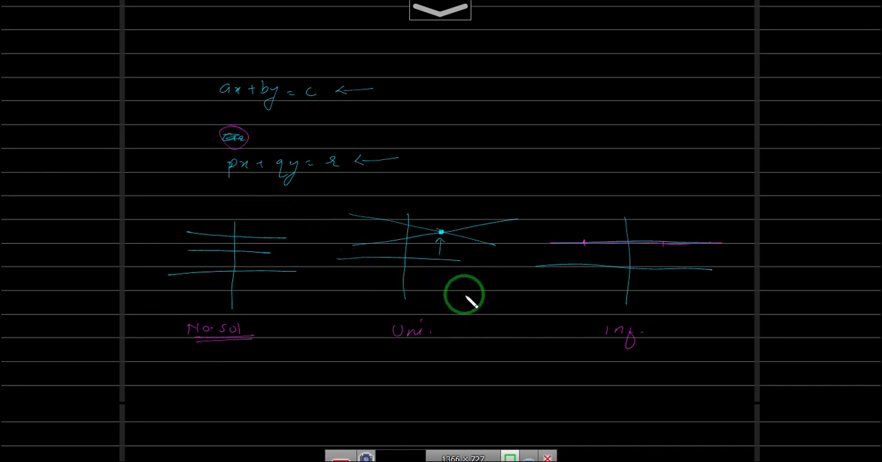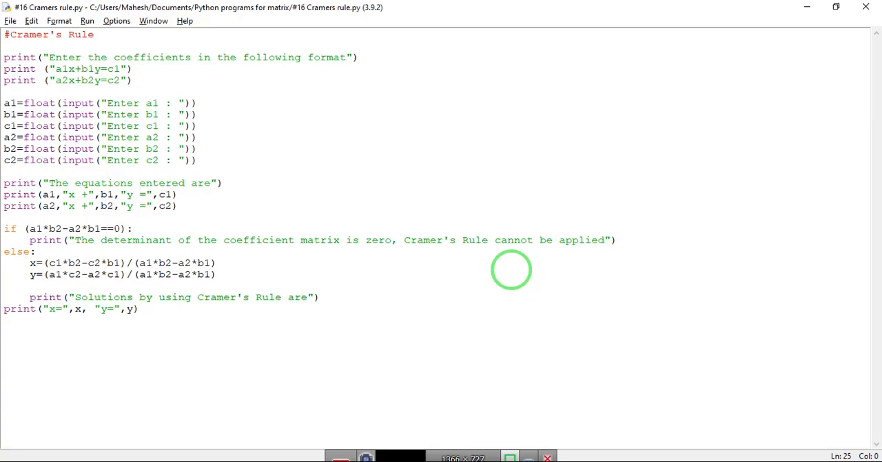So this is all about today's topic. We have written a program for Cramer's rule by using Python. As I said, we have used this formula. We can write the program for finding the solution of three equations in three unknowns by using a similar formula. Okay, if you are done, you can put it in the comments.